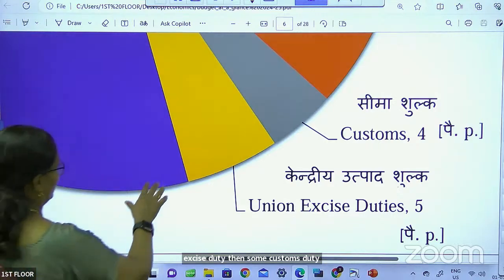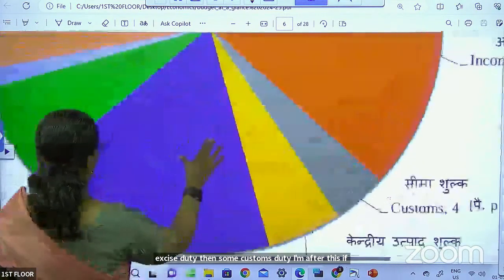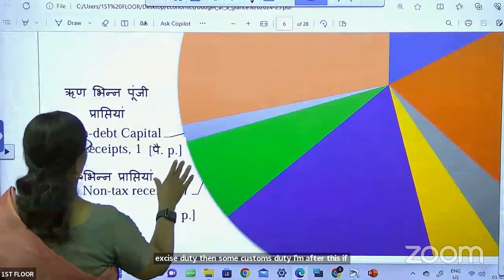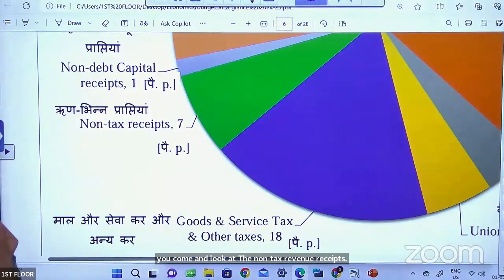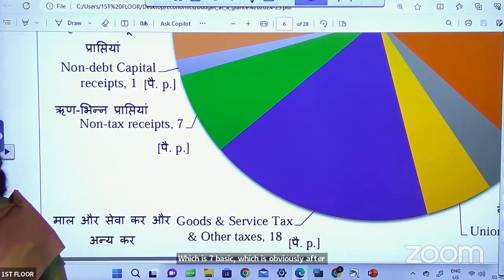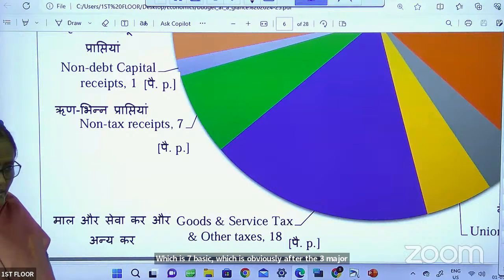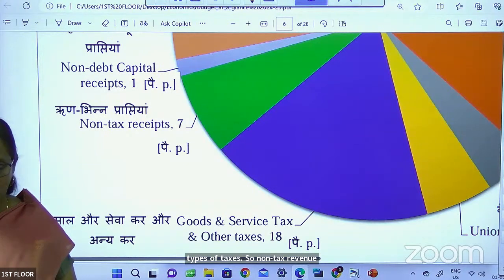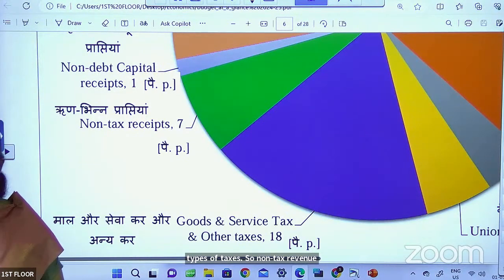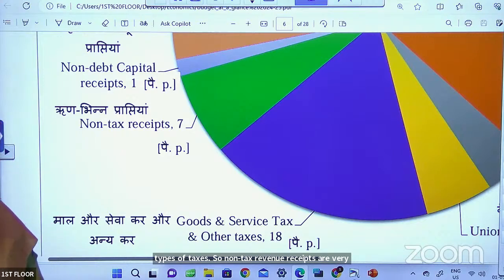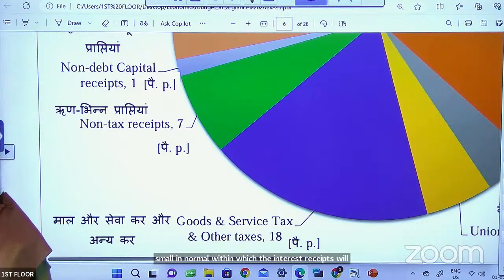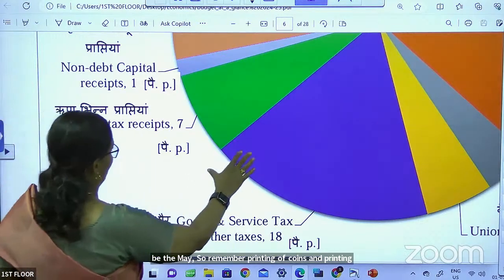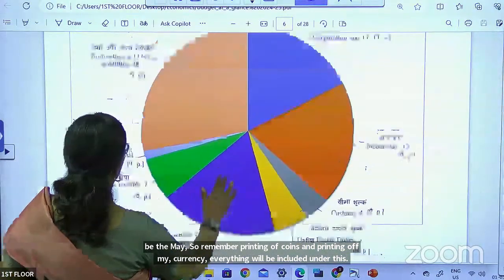And after this, if you come and look at the non-tax revenue receipts, which is 7 paise, which is obviously after the 3 major types of taxes. So non-tax revenue receipts are very small in amount, within which the interest receipts will be the major variable. To remember, printing of coins and printing of currency, everything will be included under this. But here they have given it as the total value.